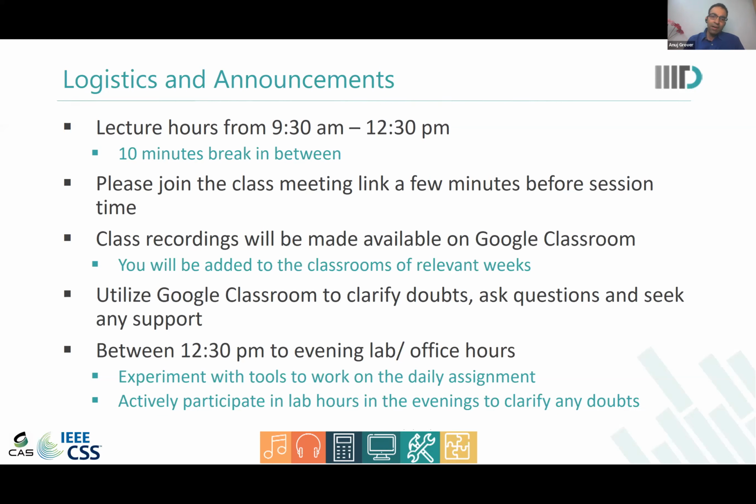You will notice that the lab hours are from 5 to 7 in the evening, so you have sufficient time between 12:30 p.m., when the lectures end, and the evening lab hours, in which we would want you to experiment with the tools and work on the daily lab assignment, so that you can actively participate and benefit from the lab hours in the evening. The TAs that we have to support you during the lab hours have extensive experience on CAD tools, and they can resolve quite a lot of problems that you may be facing in using them.